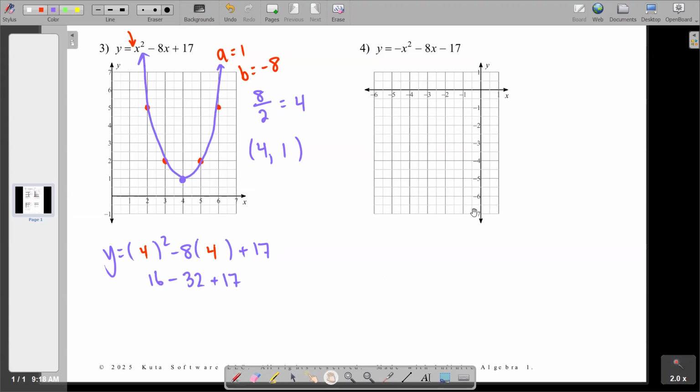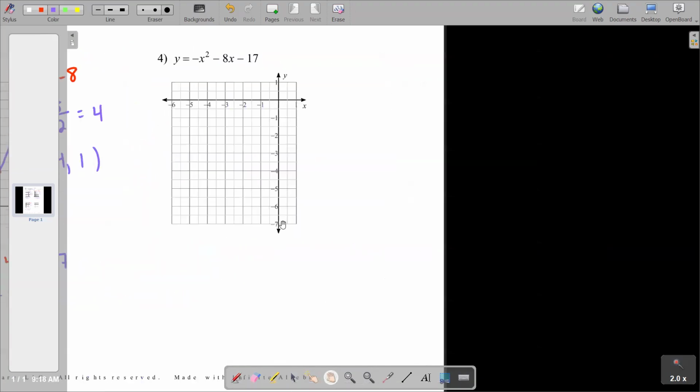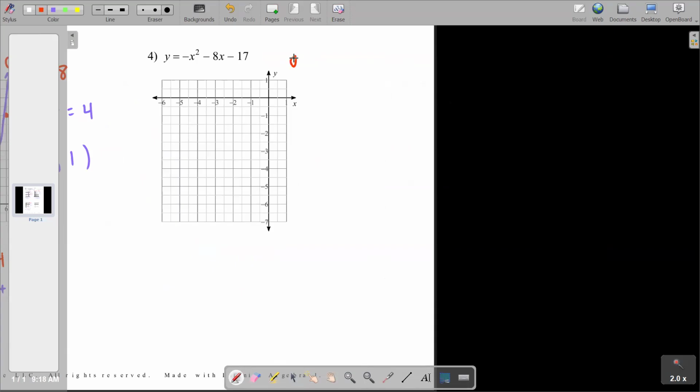And then finally, question 4 is this time A is -1. You can see it right in front of the x squared. And B is, for the third time, sorry about that, -8. And if we do negative B, or opposite of B divided by 2A, we get 8 divided by, and then 2 times -1 is -2, and that equals -4. So we know the vertex is at -4 comma blank.